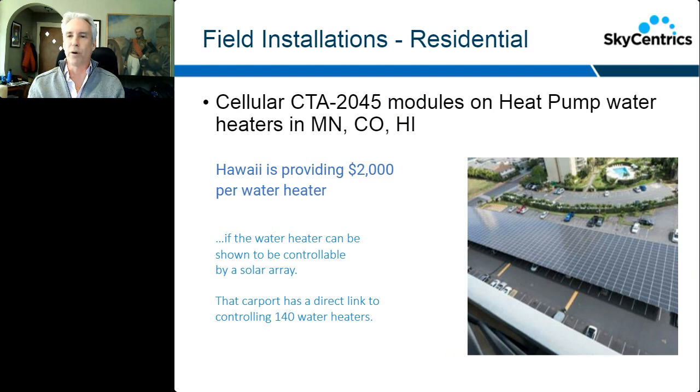So cellular CTA modules are going on heat pump water heaters in Minnesota, Colorado, and Hawaii. Hawaii is doing something fascinating, which I think we should all be aware of. Hawaii had a $2,000 incentive if you attached solar to one unitary residential water heater. This carport feeding 140 apartments is actually getting the water heater discount of $2,000 incentive by the state of Hawaii because our partner showed that this solar grid is controlling those water heaters through our CTA-2045 module. So instead of a direct connection, they just showed, hey, the entire system is shifting the electrons from the solar to the water heater. So that's a very exciting development that I think other states could follow on.